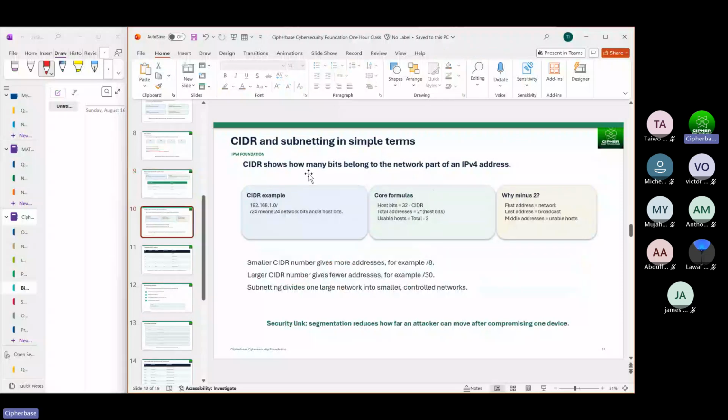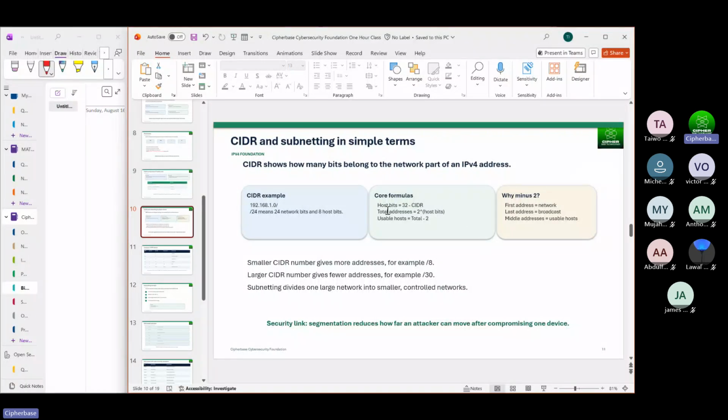So we have CIDR and subnetting in simple terms here. I put it here. CIDR, of course, is classless inter-domain routing. That's the meaning of this. CIDR shows how many bits belong to the network part of an IPv4 address. You can see this /24 here. It means 24 network bits and 8 host bits.